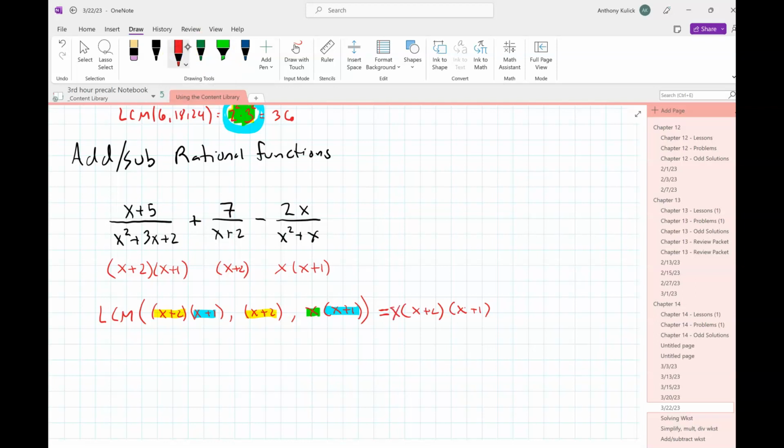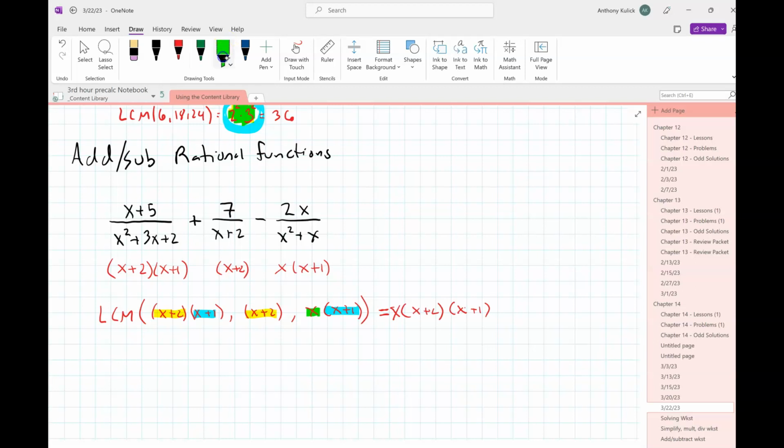What's the biggest power of x? X to the first. Yeah. What's the biggest power on x plus 2? X plus 2 to the first. What's the biggest power of x plus 1? X plus 1 to the first. So this is my least common multiple, is just those three multiplied together.